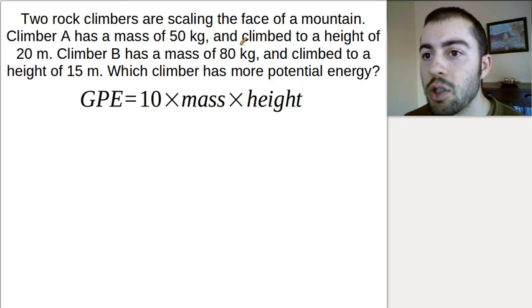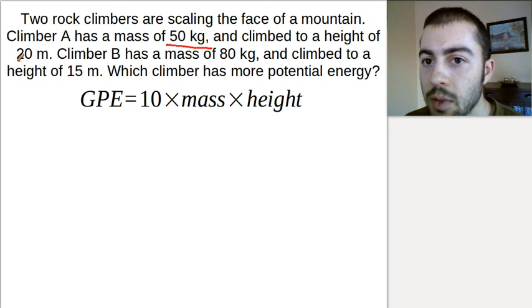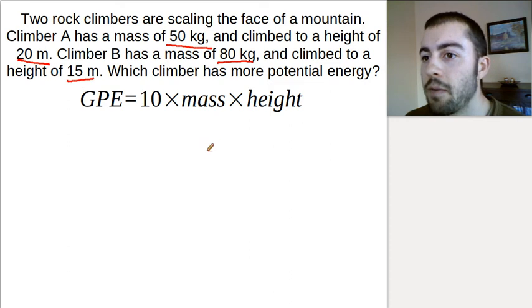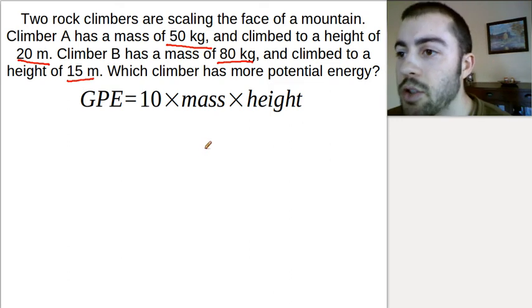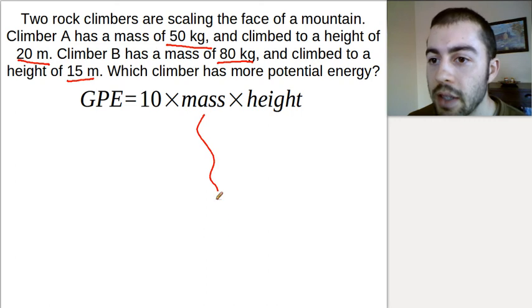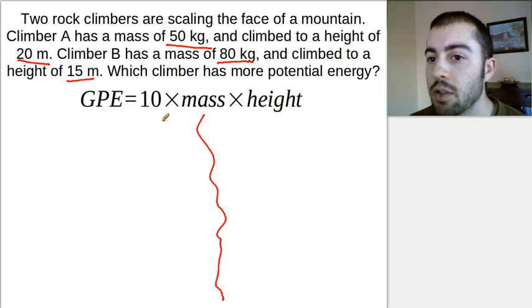So we've got some calculations here. We have two rock climbers scaling the face of a mountain. One has a mass of 50 kilograms and he climbs to a height of 20 meters, and the other has a mass of 80 kilograms and climbs to a height of 15 meters. All right? So to find which one has the more potential energy, we just have to plug both of their data into the potential energy formula. So 10 times the mass times the height, we have all the information we need here.